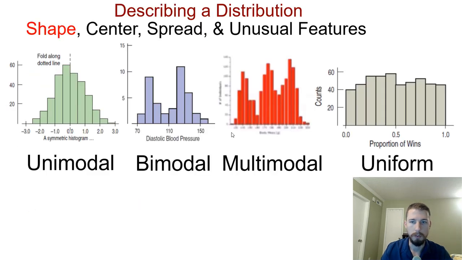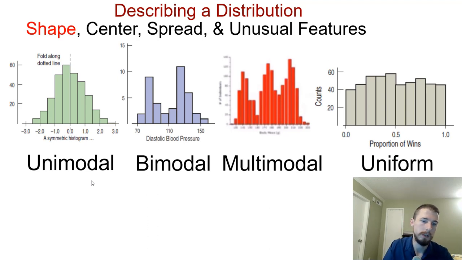All right, so we're going to talk about ways to describe distributions. We describe distributions by their shape, their center, their spread, and their unusual features. First, we're going to talk about shape. This is talking about the mode: unimodal, bimodal, multimodal, and uniform. The mode, again, talks about the most frequent. What is the most commonly occurring bin?